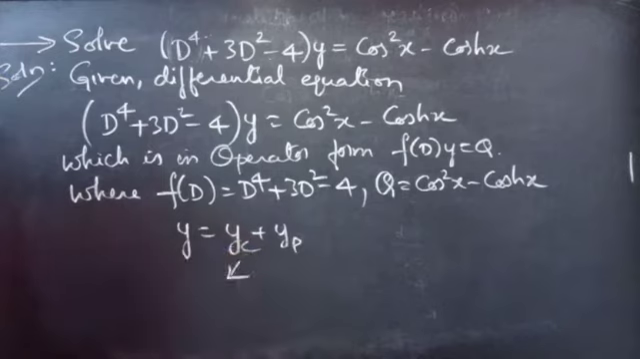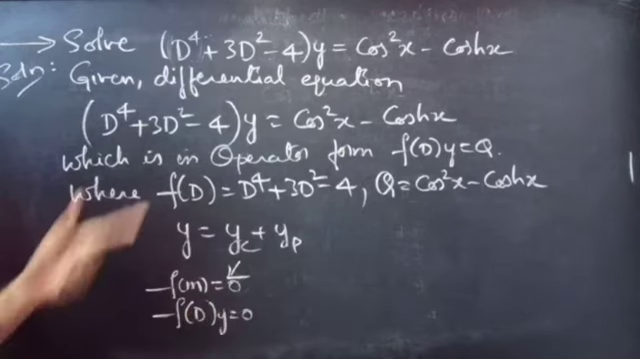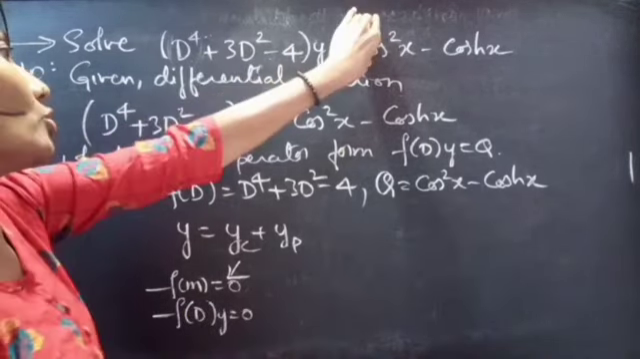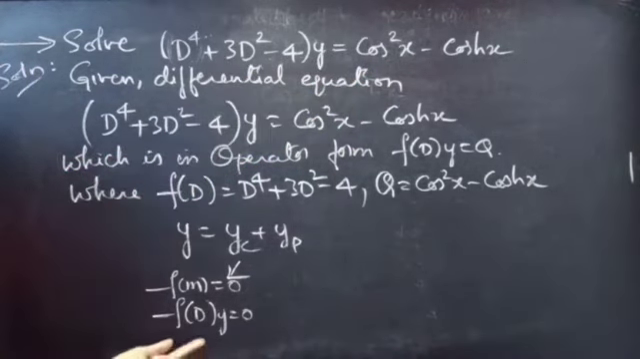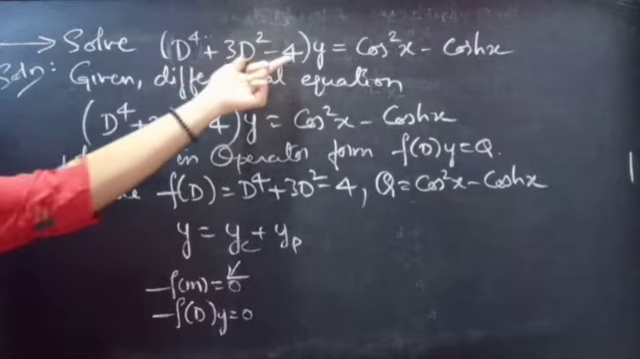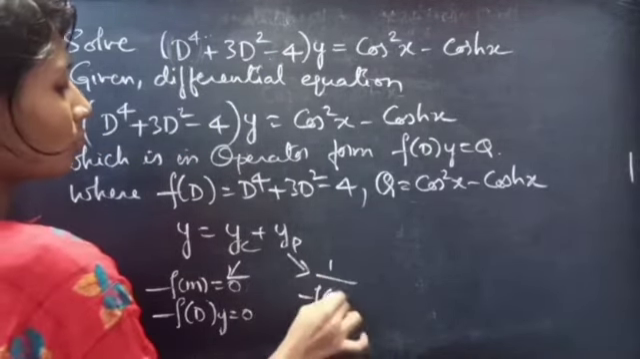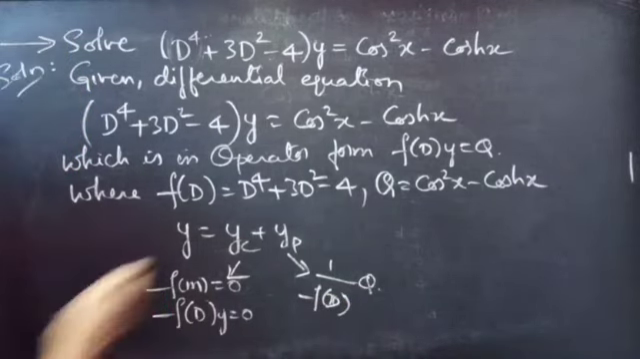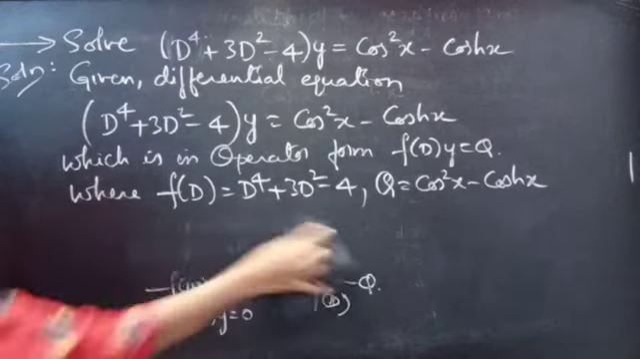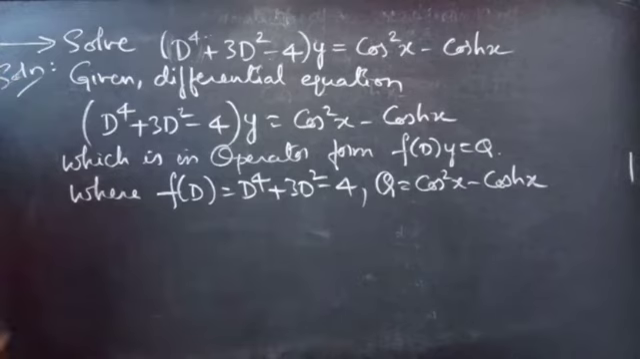We will find yc using the roots of the auxiliary equation of the homogeneous equation of the given non-homogeneous equation. Simply by taking the RHS to 0, we will get the homogeneous equation F(D) y = 0, and we will find yp using 1/F(D) times Q. So firstly, let's find yc using the auxiliary equation.